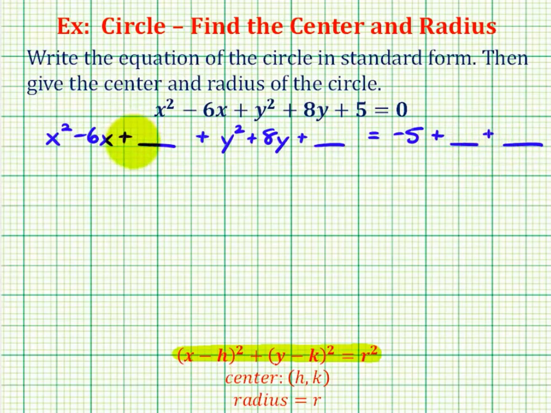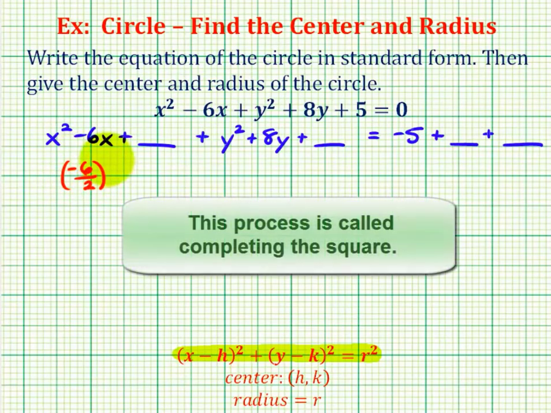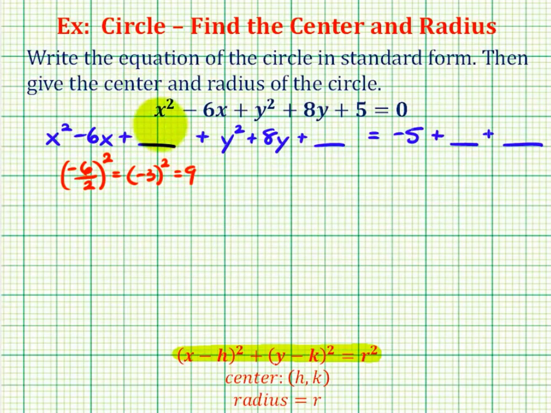Now we'll continue to complete the square. In order to do that, we're going to take that negative 6, take half of that, and then square it. So we'll start by taking negative 6 and dividing by 2, which gives us a negative 3. Negative 3 squared is going to give us a positive 9. So we'll add that to the left, and we'll add that to the right to keep our equation balanced.